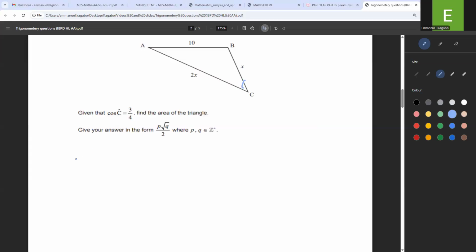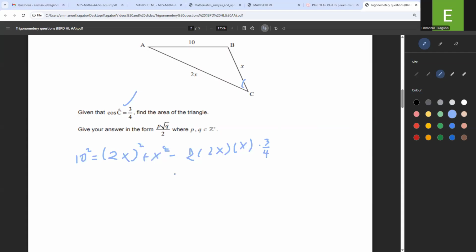So what I mean is I can do 10 squared with the cosine rule, guys, which is equal to (2x) squared plus x squared, minus 2ab, this time around is 2x times x, close the bracket, cos C. This is my cos C, so times 3 over 4.